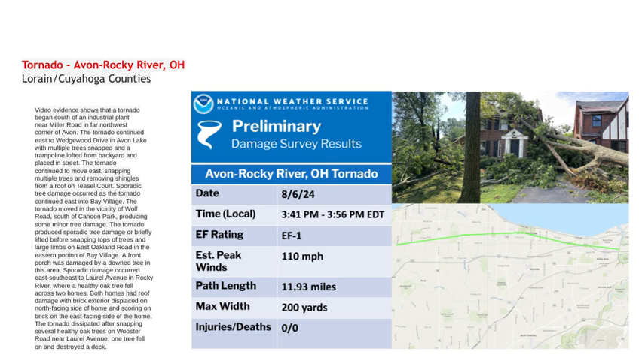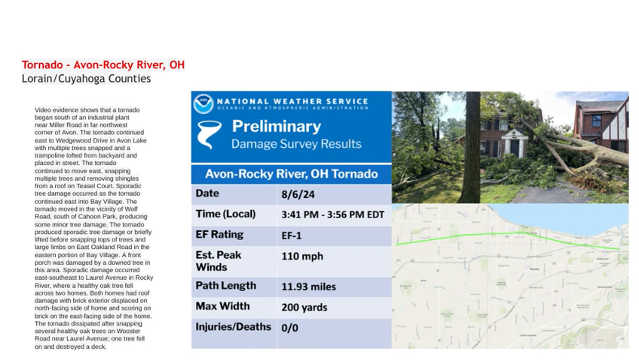Eastern Time that day on August 6th. EF1 rating with 110 miles per hour peak wind gusts. Path length 11.93 miles. Imagine how this tornado traveled that many miles across the area with a max width of 200 yards, with no injuries, no deaths.